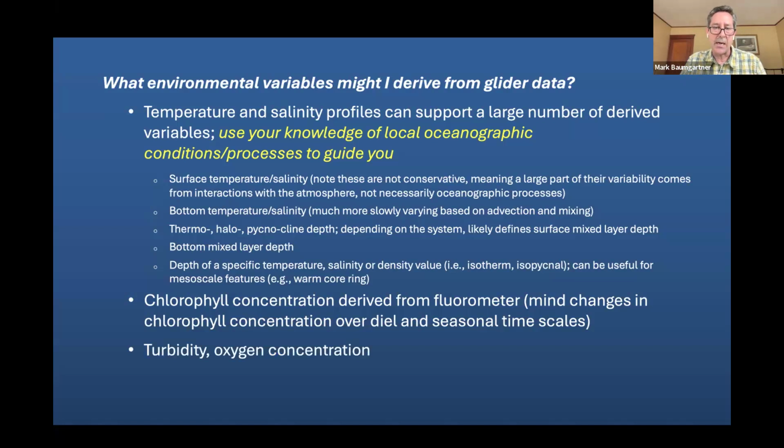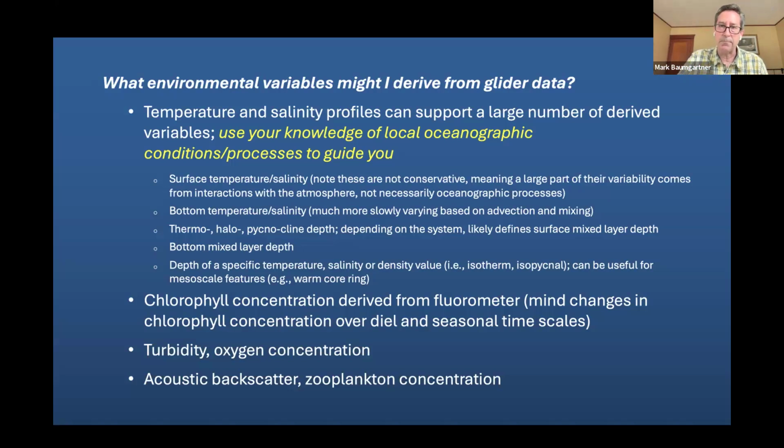Turbidity is pretty easy to get. Oxygen concentration is pretty easy to measure. And there are folks like Kim Davies on this call and Grace Saba that are looking at acoustic backscatter or even zooplankton concentration, say from a shadowgraph. So there's lots of data that the gliders can provide you. It's your responsibility to make that data into something useful, to actually say something about the ocean environment that your animals are experiencing, and therefore say something about what oceanographic processes they prefer or not.